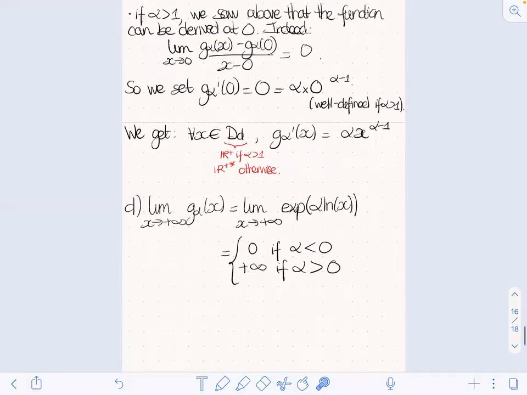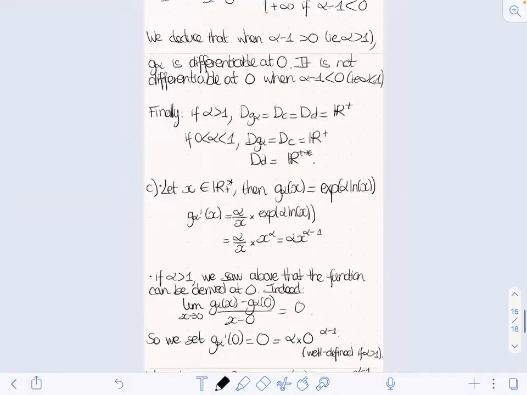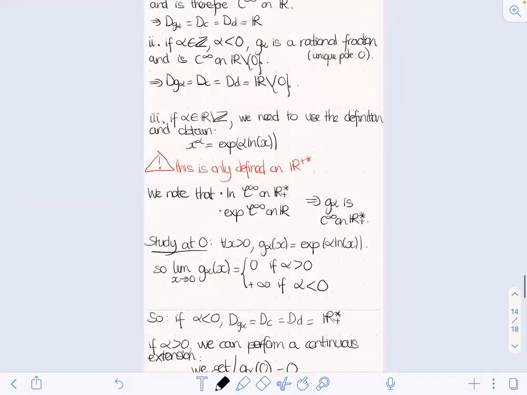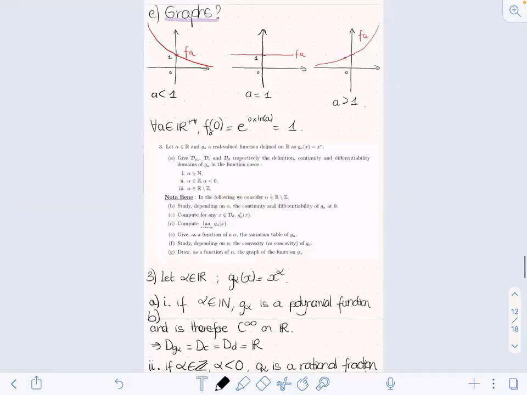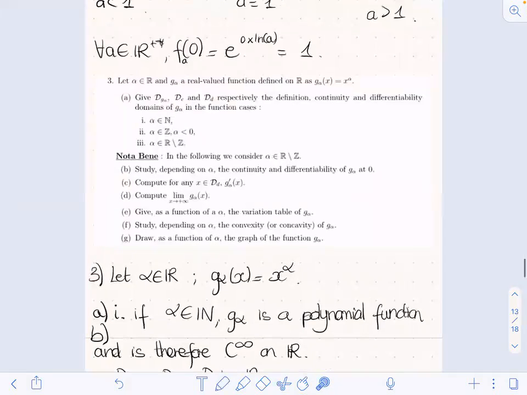Now, following on from this, let's see what the next question is. We're going to basically graph the functions. So we're going to answer some sort of standard questions. We're going to give the variation table of g of alpha, and then you can see here that we're going to give an example of convexity and concavity. As you can see, it's explicitly asked, and it will help us draw the graph, I think.